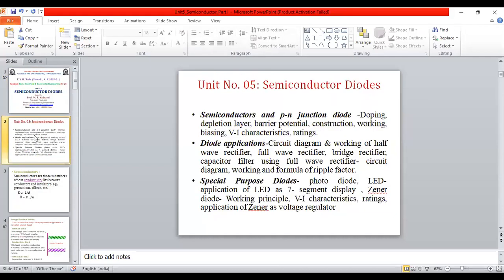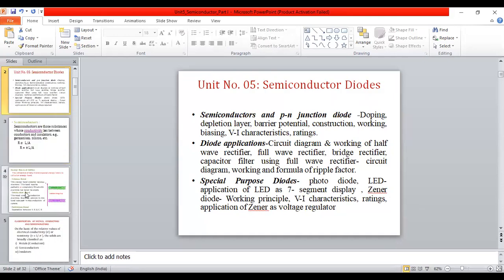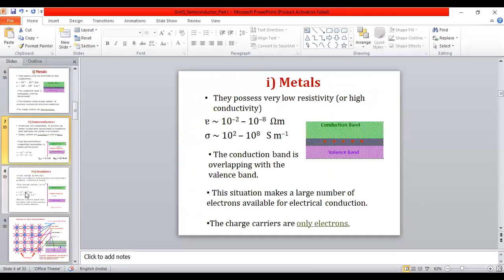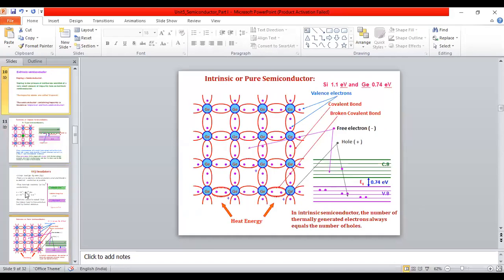As per your syllabus, the working, biasing, VI characteristics, breakdown voltage and all those things are over. Next we will go for the diode application. That is nothing but we are going to use this diode in a rectifier circuit mainly. The rectifier circuit is nothing but, again, there are some rectifiers. What will they do? They convert. What will rectifiers do?